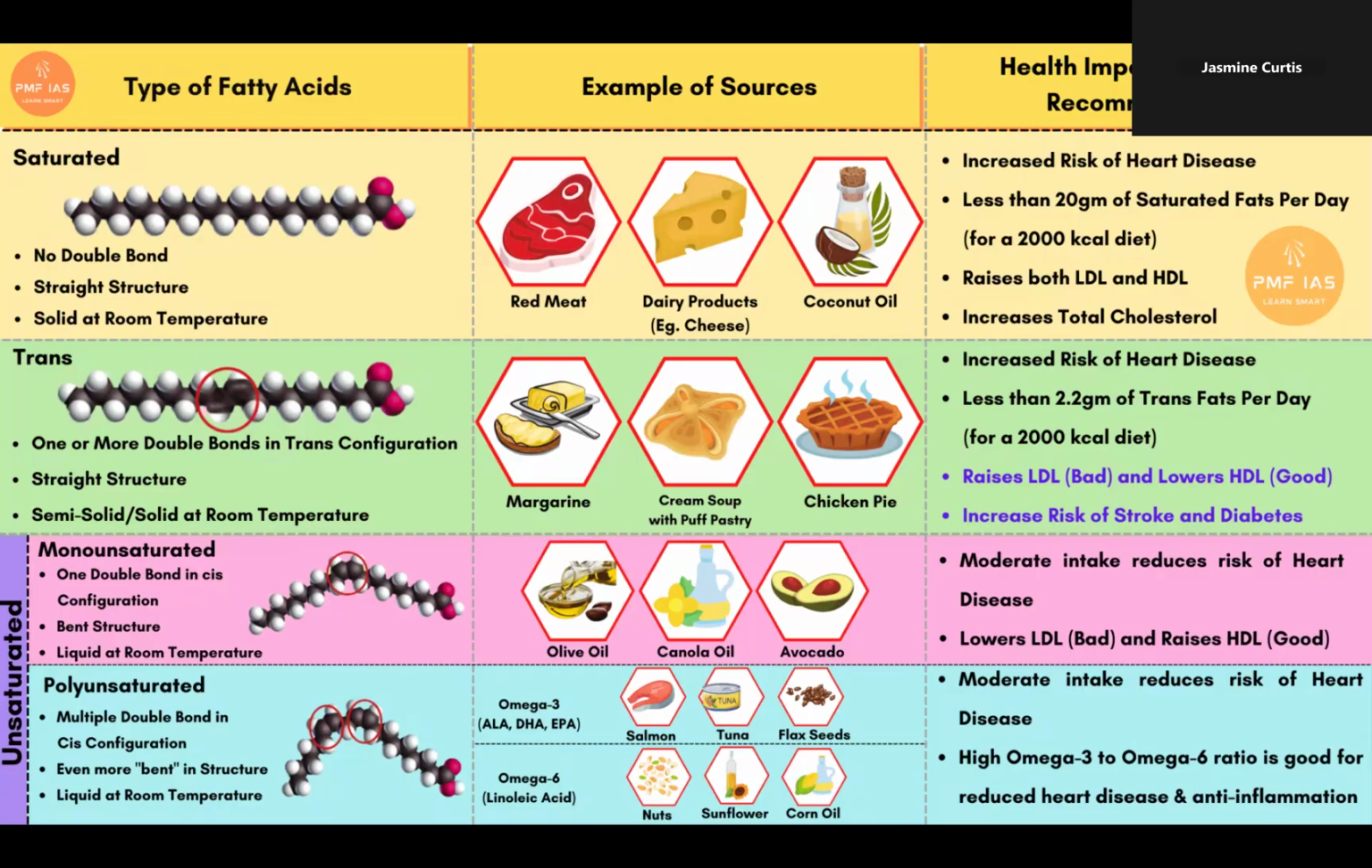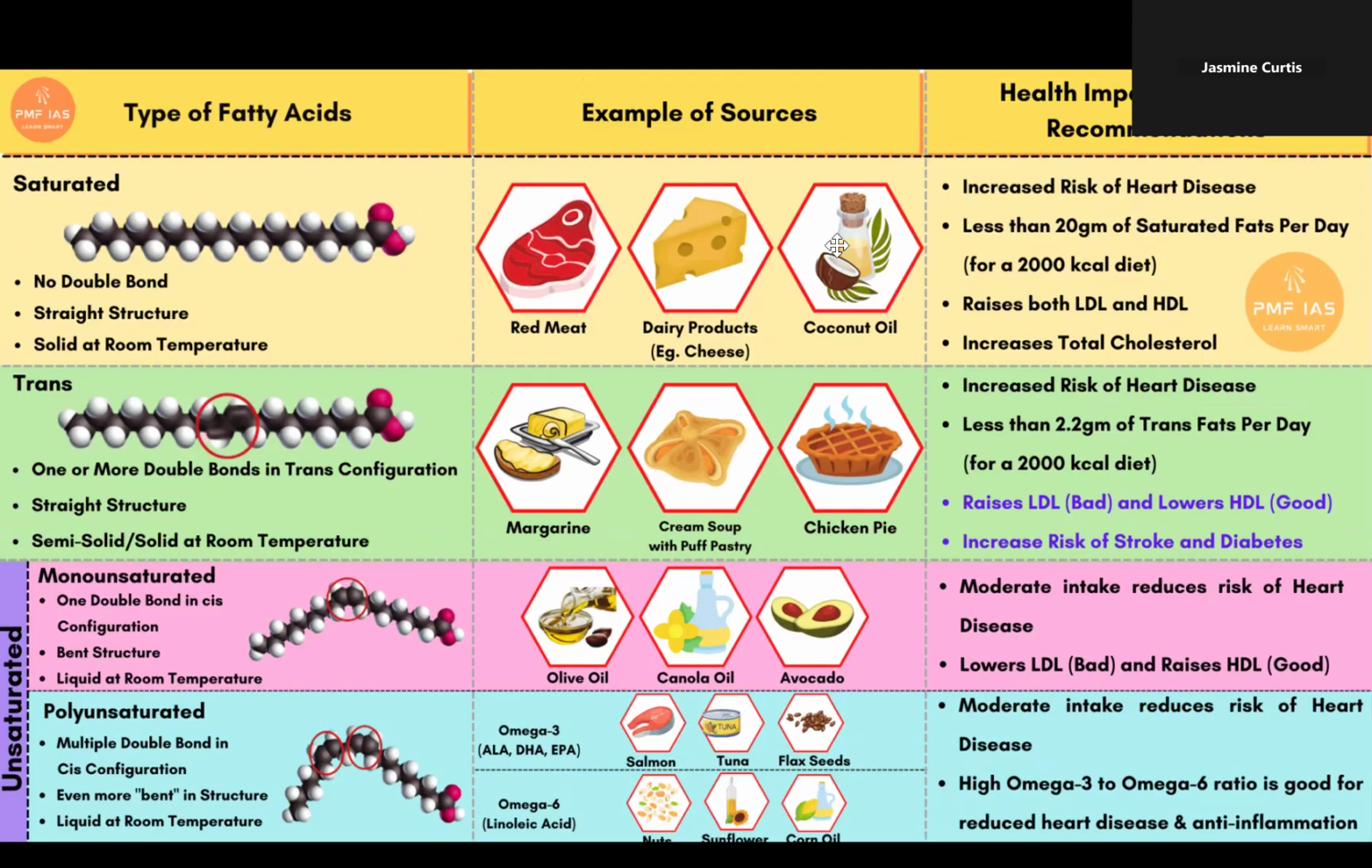So another reminder that saturated fats are mostly from fatty meats, dairy products, but remember we have some plant-based products too, like coconut oil. If we have a heavy diet of this, we have an increased rate of heart disease. Less than 20 grams of saturated fat per day is recommended. And remember our percentages. Trans fats come from margarine, cream soup with puff pastry is a good example, chicken pie. So remember the trans fats help keep the shelf life longer.